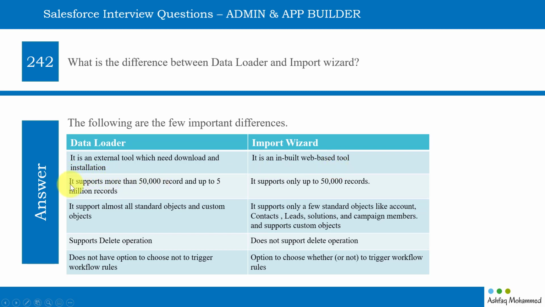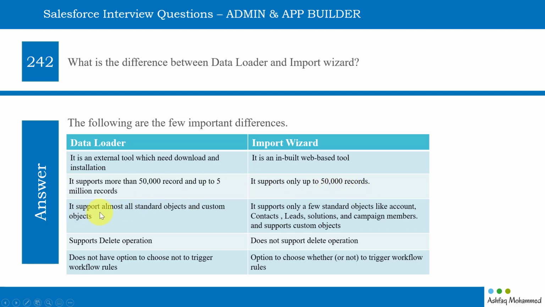But data loader supports more than 50,000 records, up to 5 million records. Okay, if you have more than 50,000 records, go with data loader. Whether or not you will be able to process 5 million with the data loader is again a different challenge. We'll discuss that later, but yes, the maximum limit is 5 million records, right? But the data import wizard supports only up to 50,000 records.